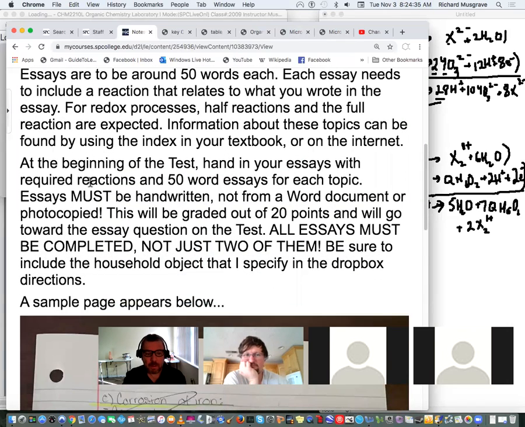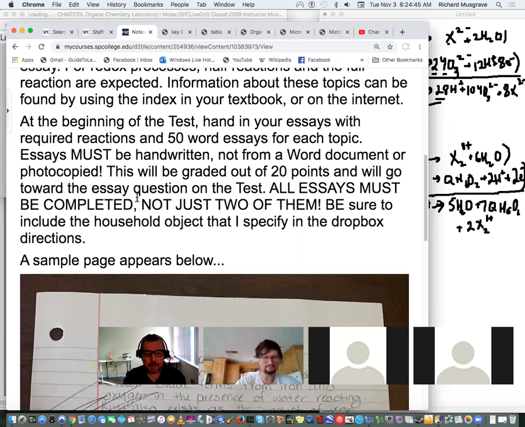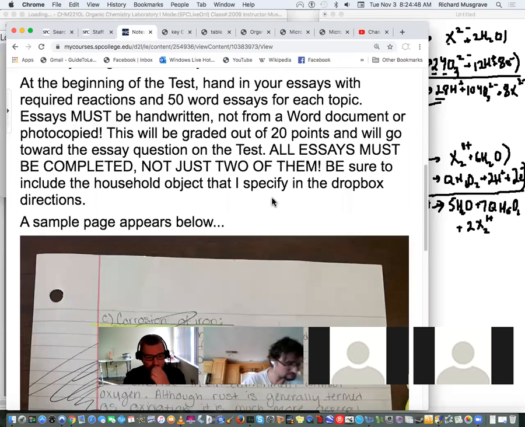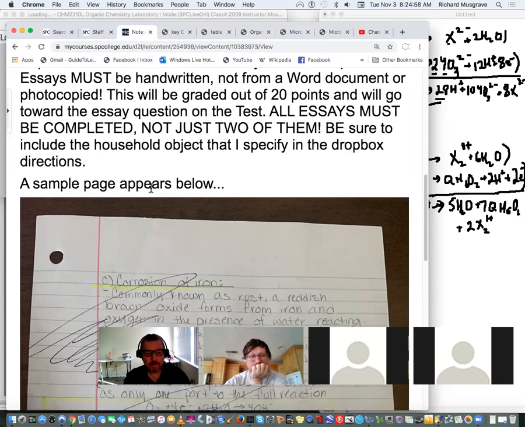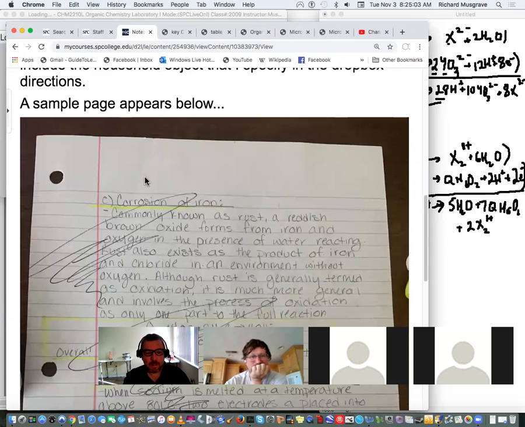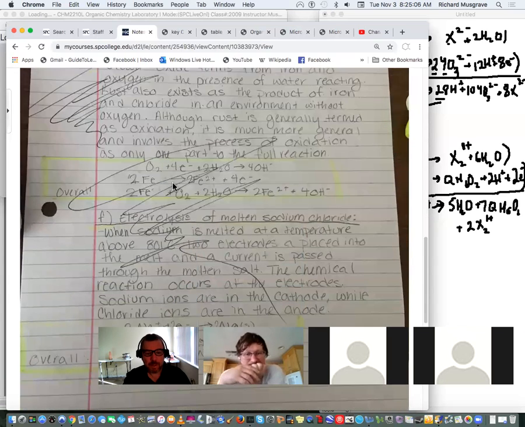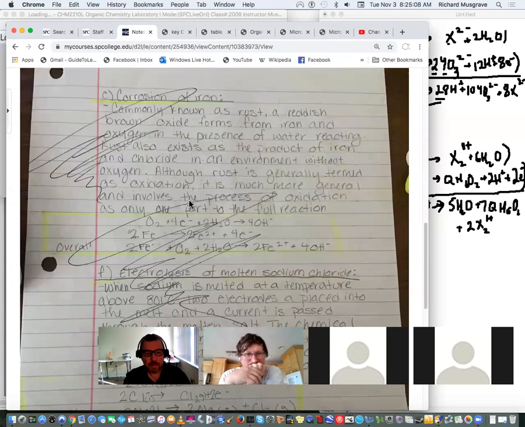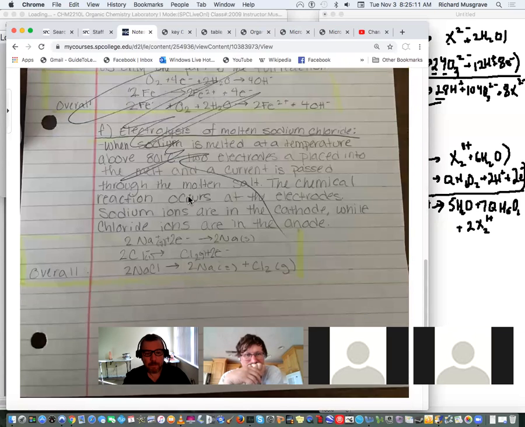Now, this is expected before the test. And also, if you look in the Dropbox, I'm going to ask you to include a household object with the picture. I know that sounds weird, but that's how it looks. I've also got a sample page of one of them, so this gives you an idea of what I'm expecting, at least for 2 of them.